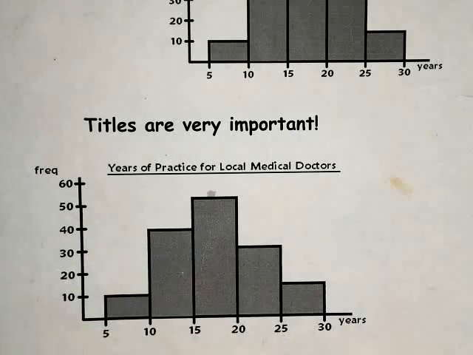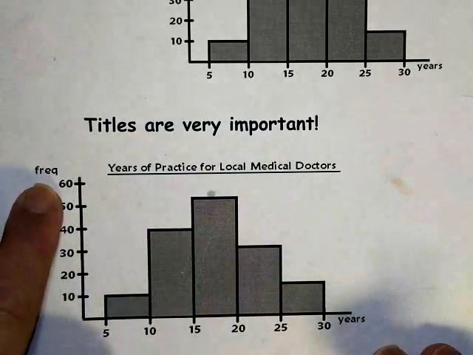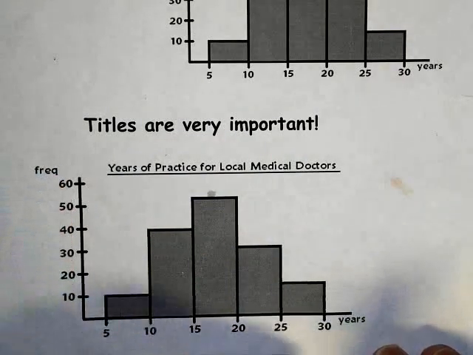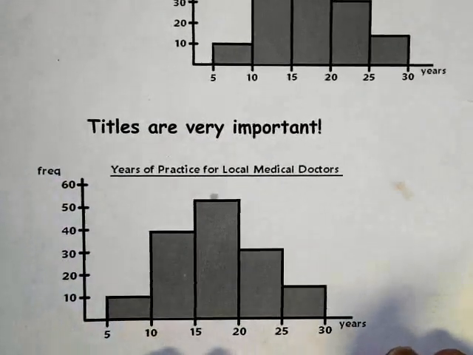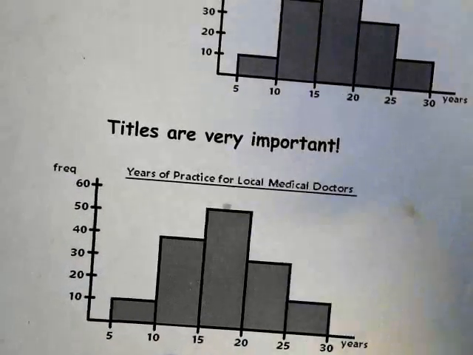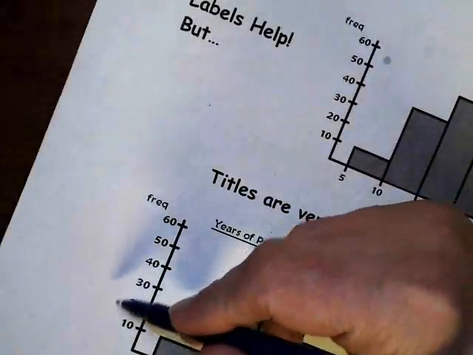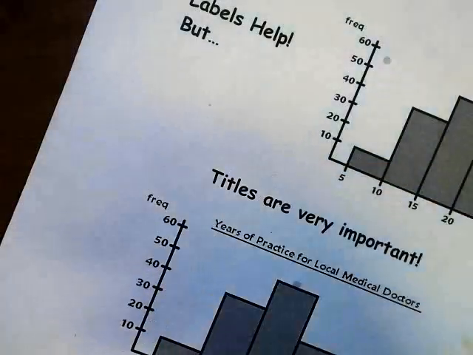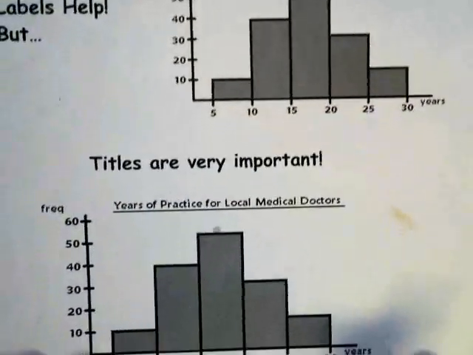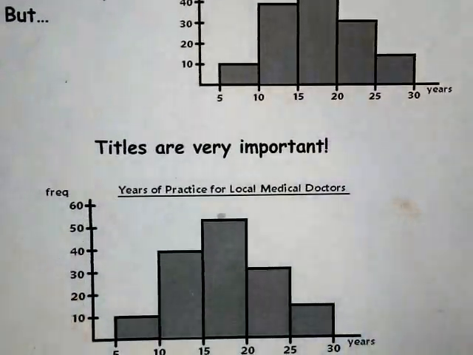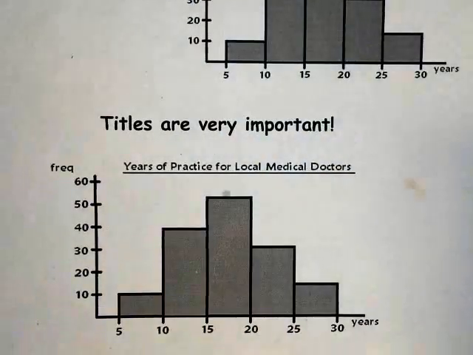And I do take a point off if you do the histogram. Usually the histogram is worth 5 points, and I take a point off if you forget the title, and another point off if you forget labels. And usually frequency is okay. At the time I made this, I just required my students to put frequency, but it would have been even better to write number of local medical doctors or number of doctors alongside here, because then that makes even more clear what the graph is saying.